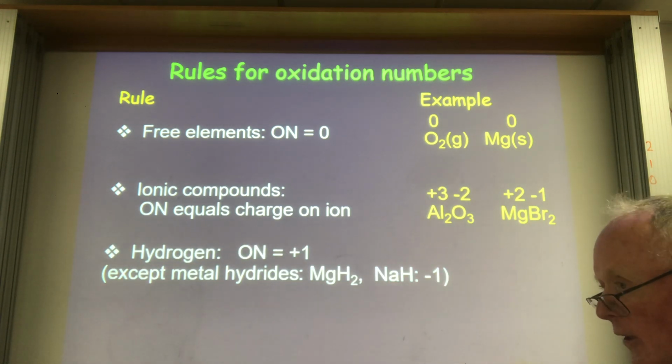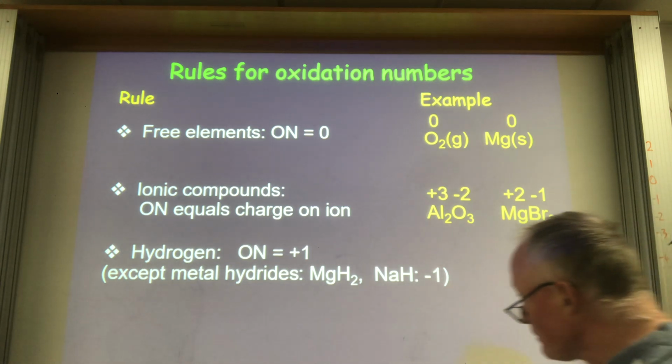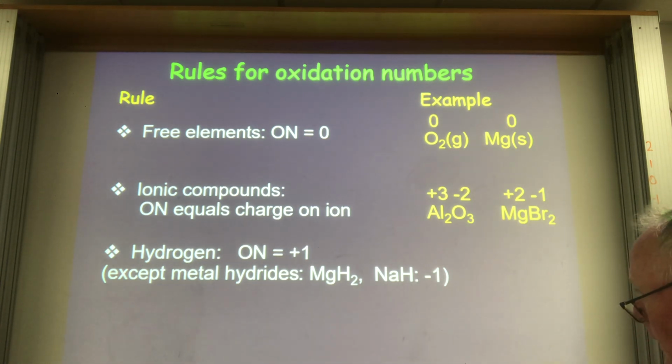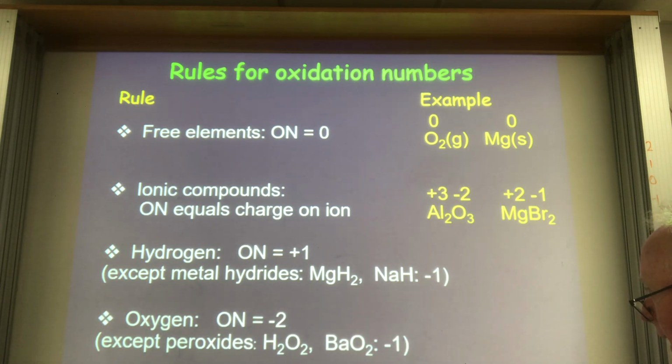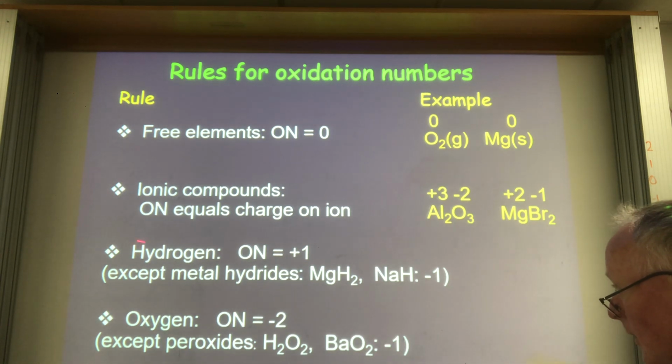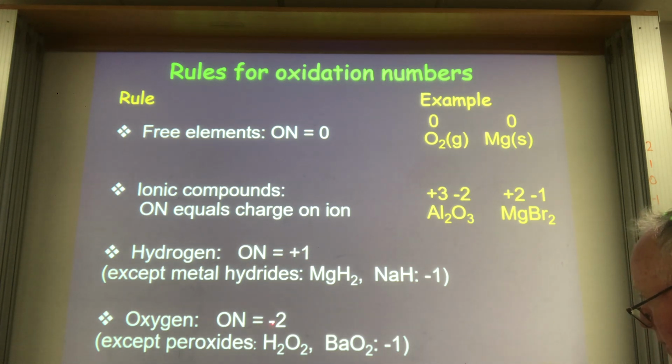Then we get compounds involving non-metals. Two really common elements are hydrogen and oxygen. Hydrogen almost always takes +1 when it's in a compound. Oxygen almost always takes -2 when it's in a compound. Of course, if it's a pure element like hydrogen gas or oxygen gas, it's going to be 0. But in a compound, hydrogen is almost always +1, oxygen is almost always -2.